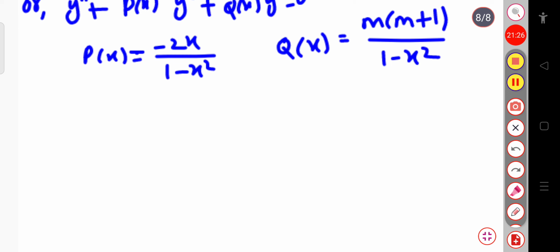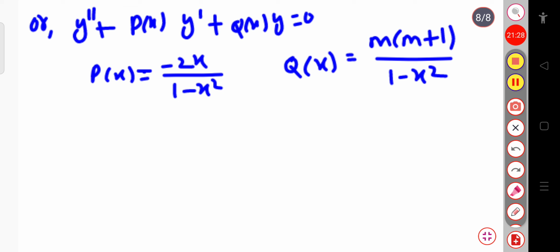So up to this much you have calculated the value of p of x and q of x. So now the first work is you have to check whether the function is analytic or not. If the function is analytic, then all other points you will get, that will be your ordinary point. But if the function is not analytic at any other point, then that function is called the singular point.